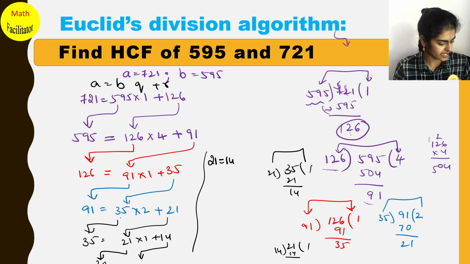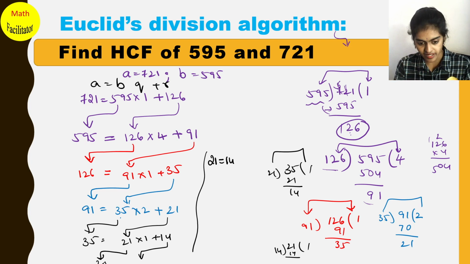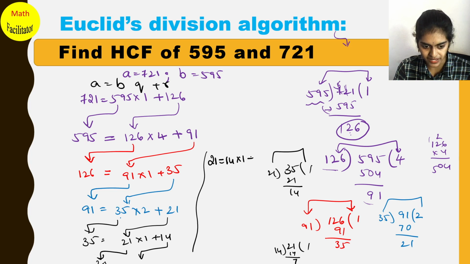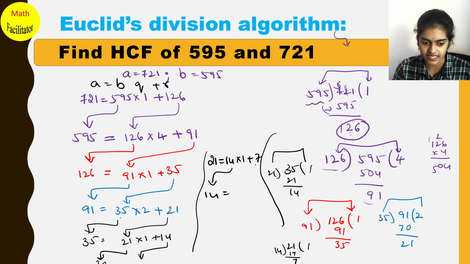14 ones are 14, and how much is the remainder? 7 will be the remainder. So 14 one time plus 7 is the remainder. Clear? Now this 14 will be my next dividend, and the 7 will be the divisor, and I know 7 twos are 14 plus remainder will be 0.